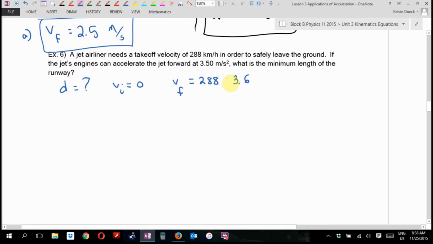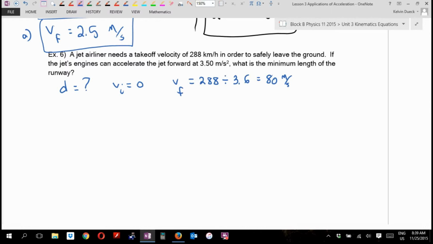Is it divide? Let me see if I'm on the freeway. 100 times 3. Yeah, divide. What is 288 divided by 3.6? You know what? That seems about right. I've looked out the window just before the jet takes off, and we're going pretty fast. Yeah, I think we're going about a football field every second. That seems okay to me. What's that 3.5? Looks like it's an acceleration. That is about what you accelerate at, by the way.